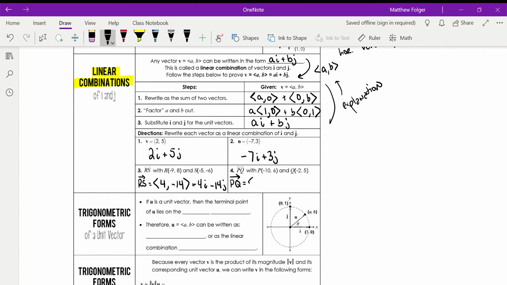The next one's the same idea. Negative 2 minus negative 10 is 8. 5 minus 6 is negative 1, so this is going to be 8i minus 1j, or you could just write minus j. So this still means right 8, down 1, but it's just in a different form.